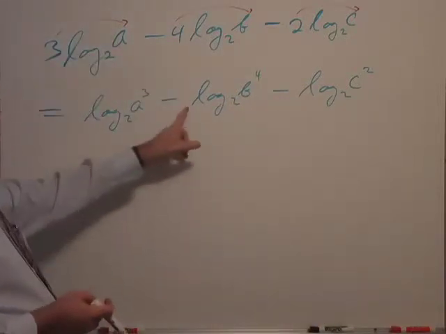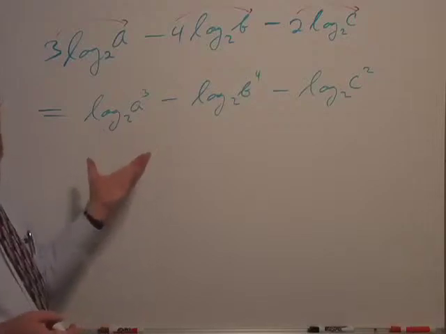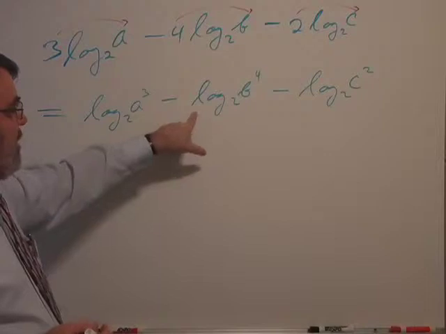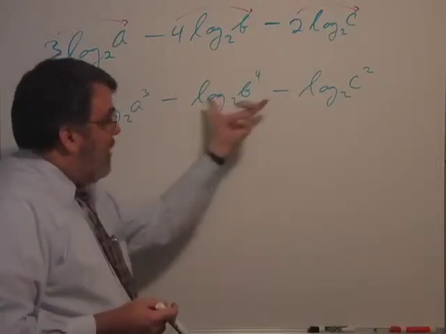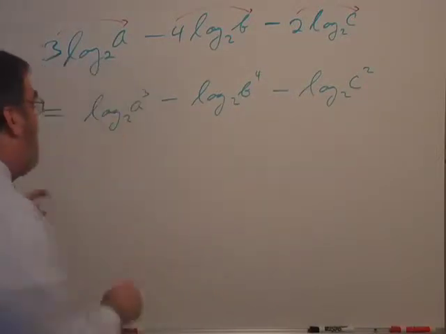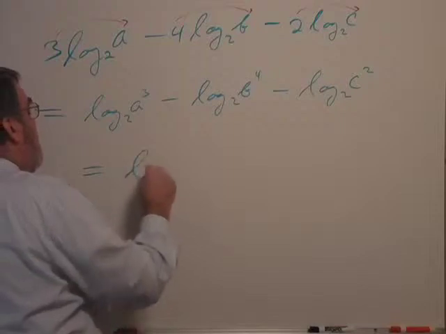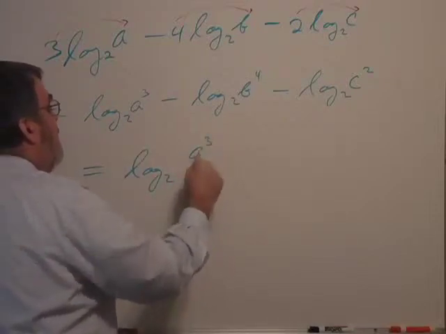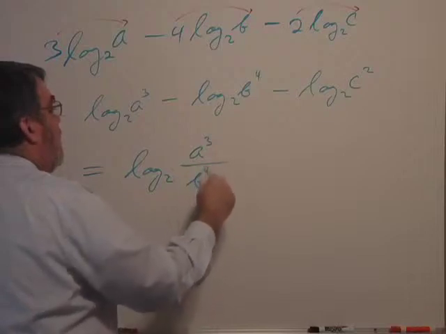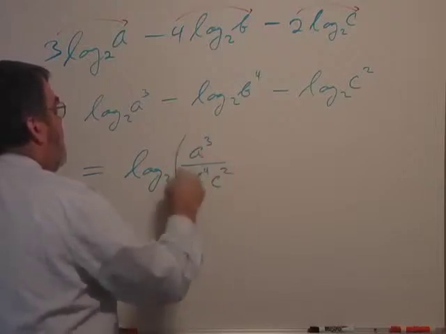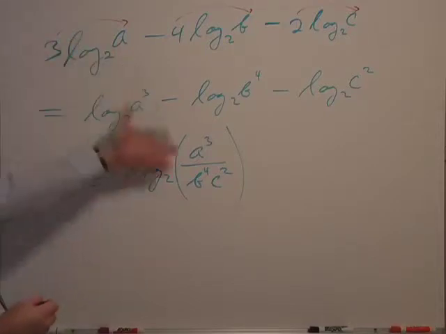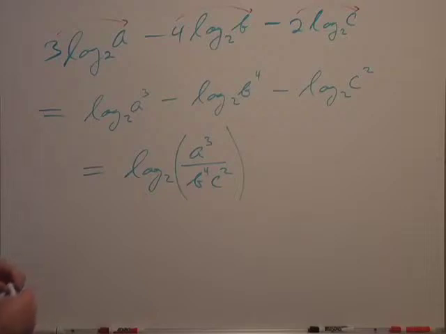Now, as long as you've got that, we can invoke the sum and difference rules. In fact, I'm subtracting both of these, which means these are going to appear as denominators. So I can combine this into one logarithm, the log base 2 of a cubed over b to the fourth c squared. There you go. It was possible to combine this into a single logarithm.